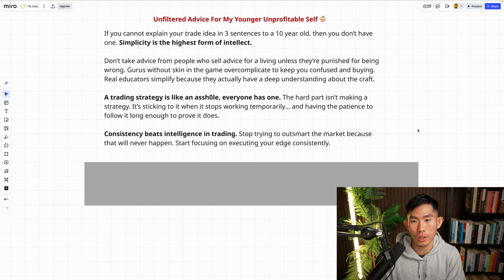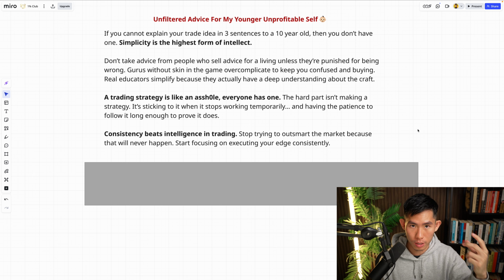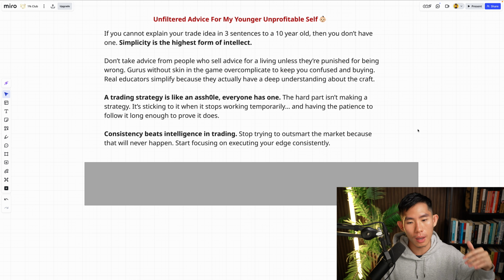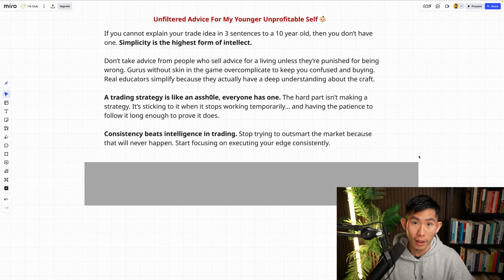Because now you're not attaching your self-worth to your P&L, but rather you're attaching your self-worth to your ability to execute, your ability to follow your trading plan religiously, your ability to stay disciplined, to stay calm under adverse situations. So remember, stop trying to outsmart the market and start focusing on just executing your plan consistently. And ironically, when you do that, you can eventually outsmart the market.